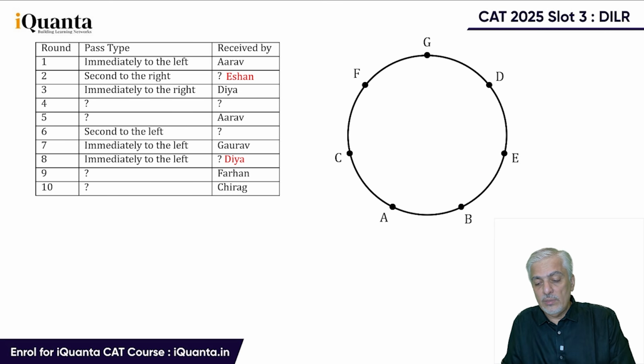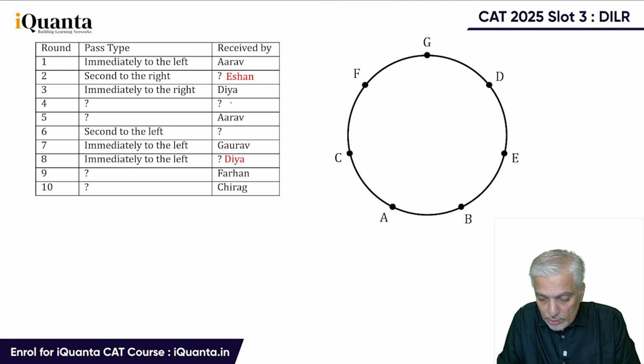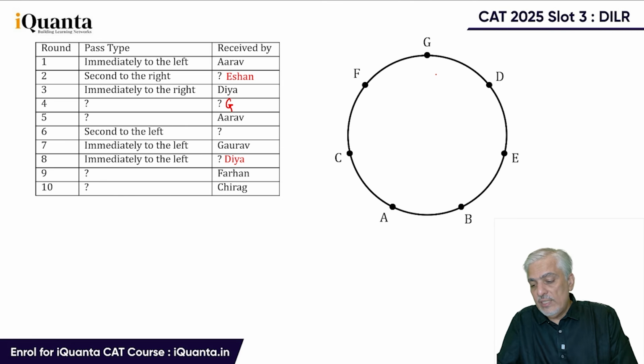Now, immediately to the right, Diya came, that we did. Now, from Diya, we don't know what happened. So let's see what are the possibilities Diya could have passed the ball to. Diya could have passed the ball to G, if Diya goes to the right. But now think a little bit. I'm just going to write over here. If Diya gave the ball to G, G can now not give the ball to A. There is no way G will give the ball to A, because after the next person, whoever is the person between, after that A has to come. So G cannot pass the ball to A. That means this person cannot be G.